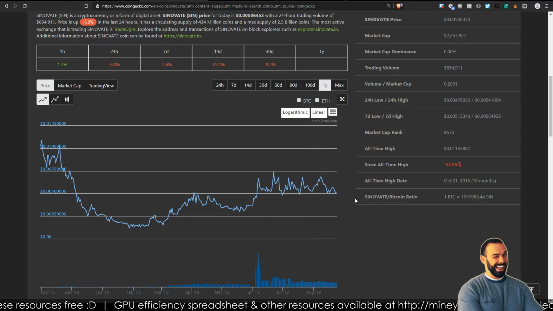I think the bottom line is yes, people are earning coins by setting up a Masternode on SINOVATE. And I think that you will too if you choose to do that.